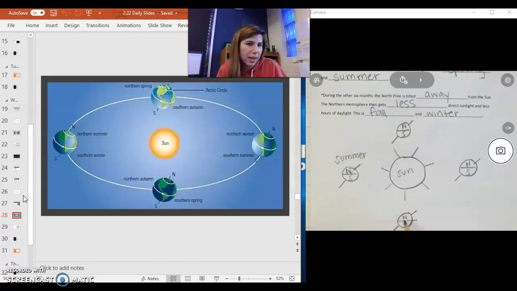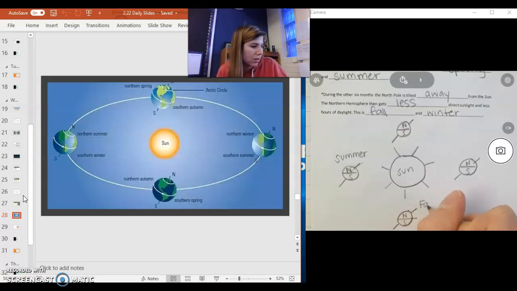Now coming this way, notice we are tilting kind of in between being direct and indirect. So this is going to be one of our in-between seasons, and this is going to be fall. So the northern hemisphere is not receiving totally direct sunlight, or indirect sunlight. It's kind of in between. But since it's not direct, we'll see that we're getting a little bit less sunlight and our days are shorter.